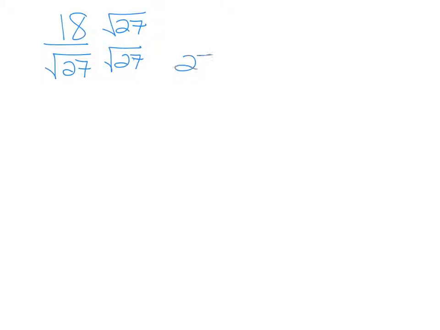When rationalizing the denominator, the whole point is to get rid of the radical in the bottom. To cancel a radical, you can multiply it by itself. That way, you end up with the whole number, like in this case, 27. Then up top, we have 18 radical 27, and we need to simplify this.